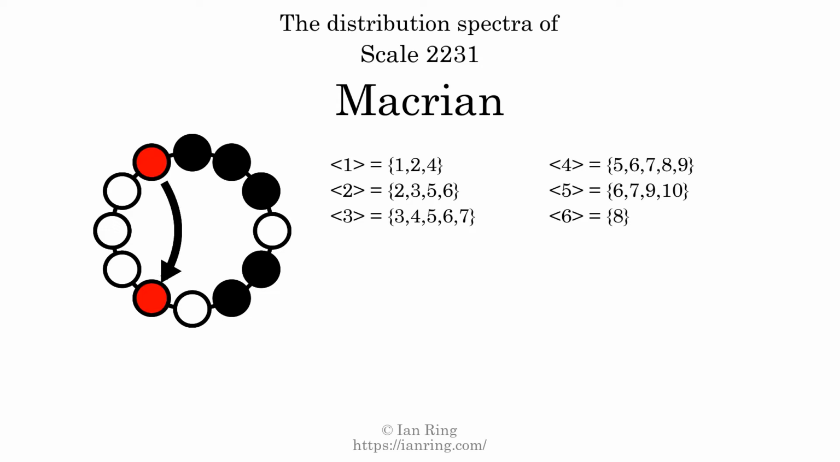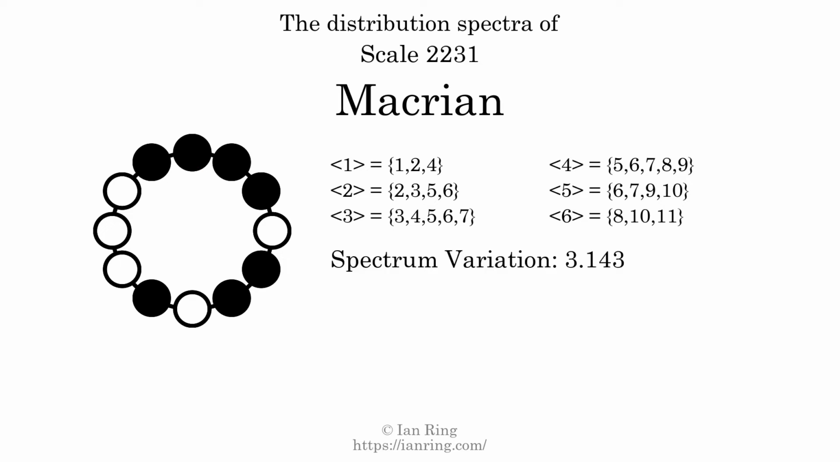8 semitones, 10 semitones, and 11 semitones. The spectrum width of this generic interval is 3. The spectrum variation is the sum of all the widths, divided by the number of tones. The spectrum variation of this scale is 3.143. Since the variation is greater than 0, this indicates that the scale is not perfectly even.